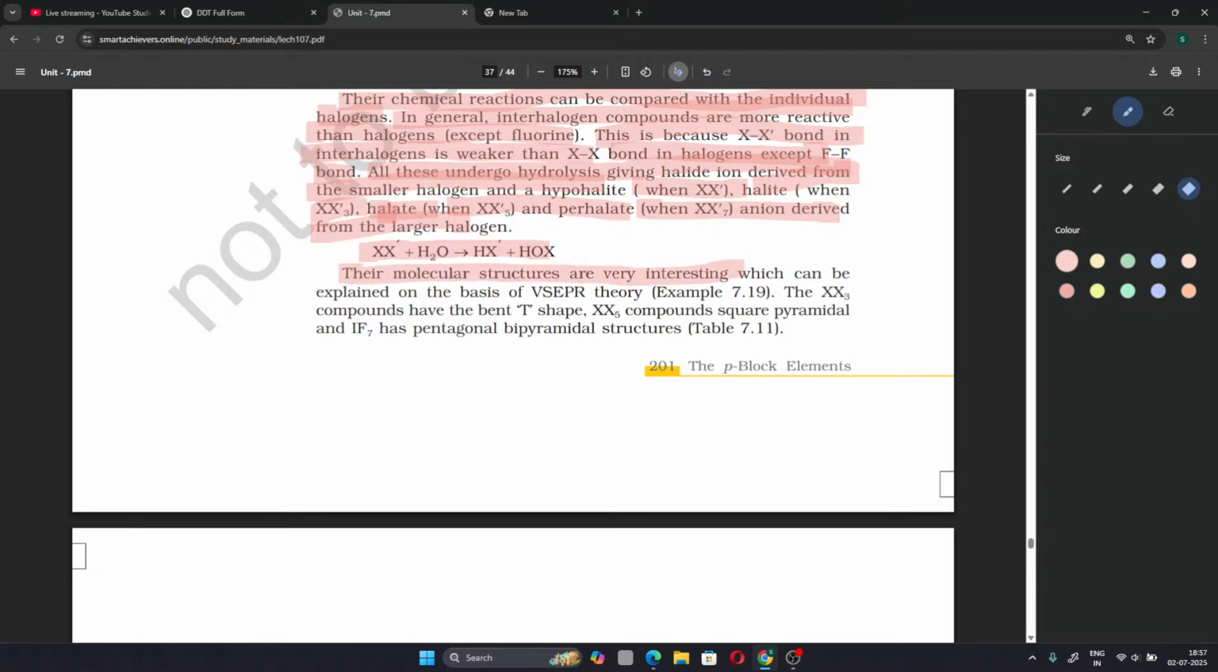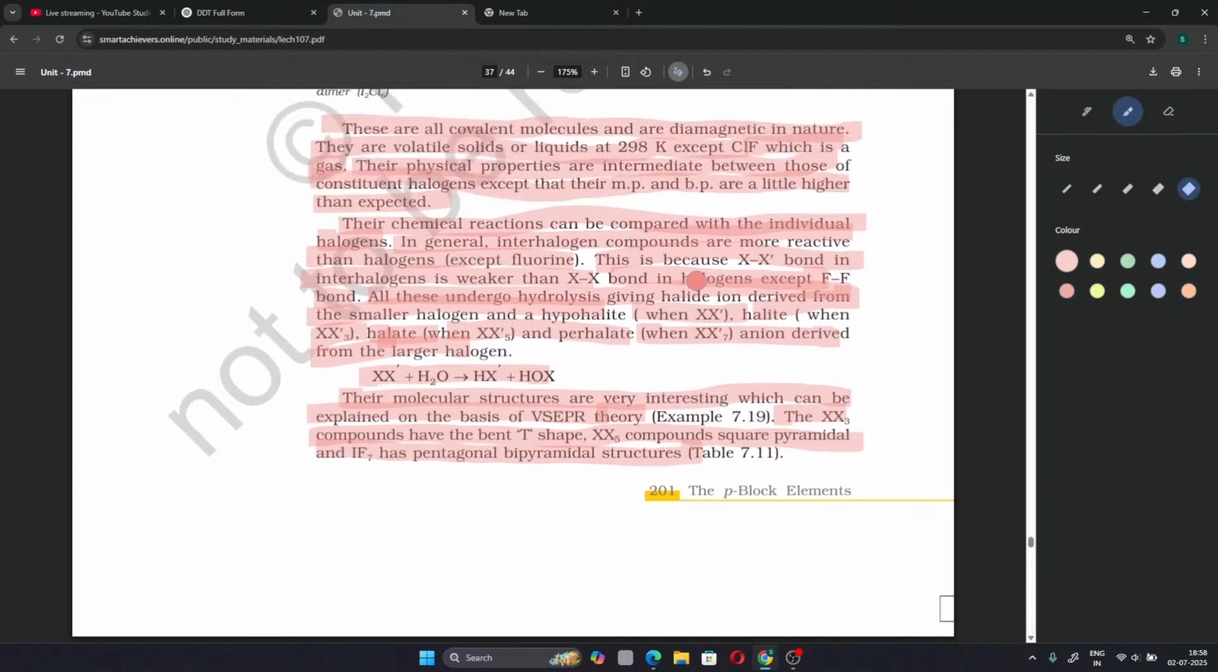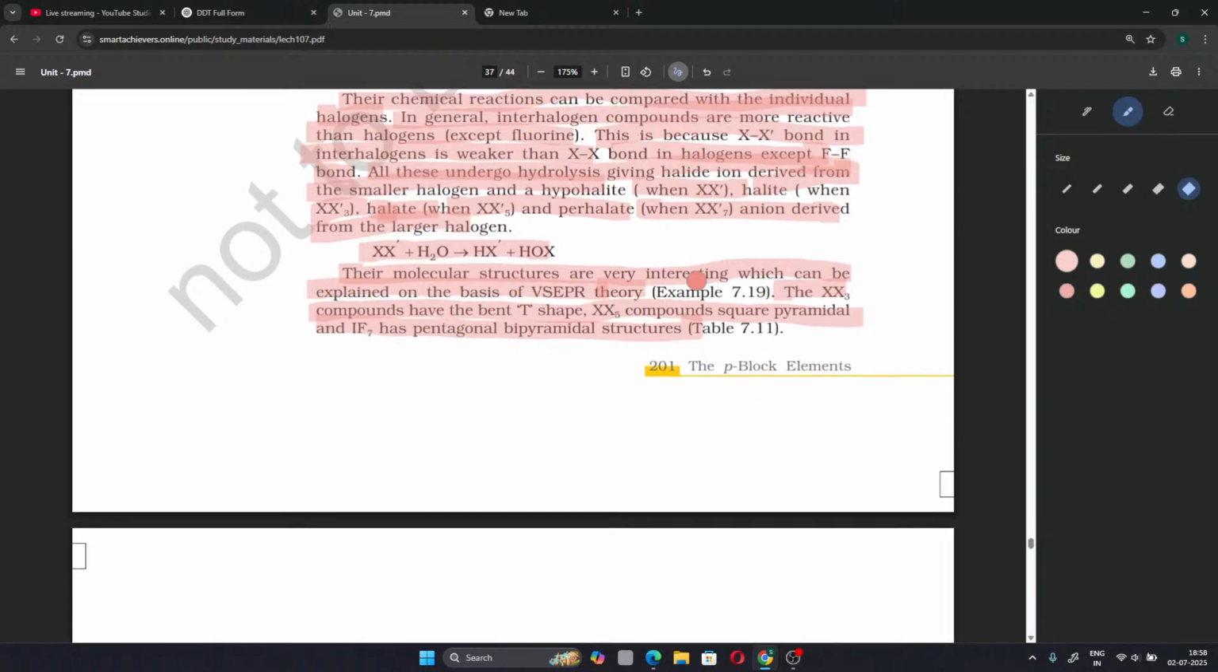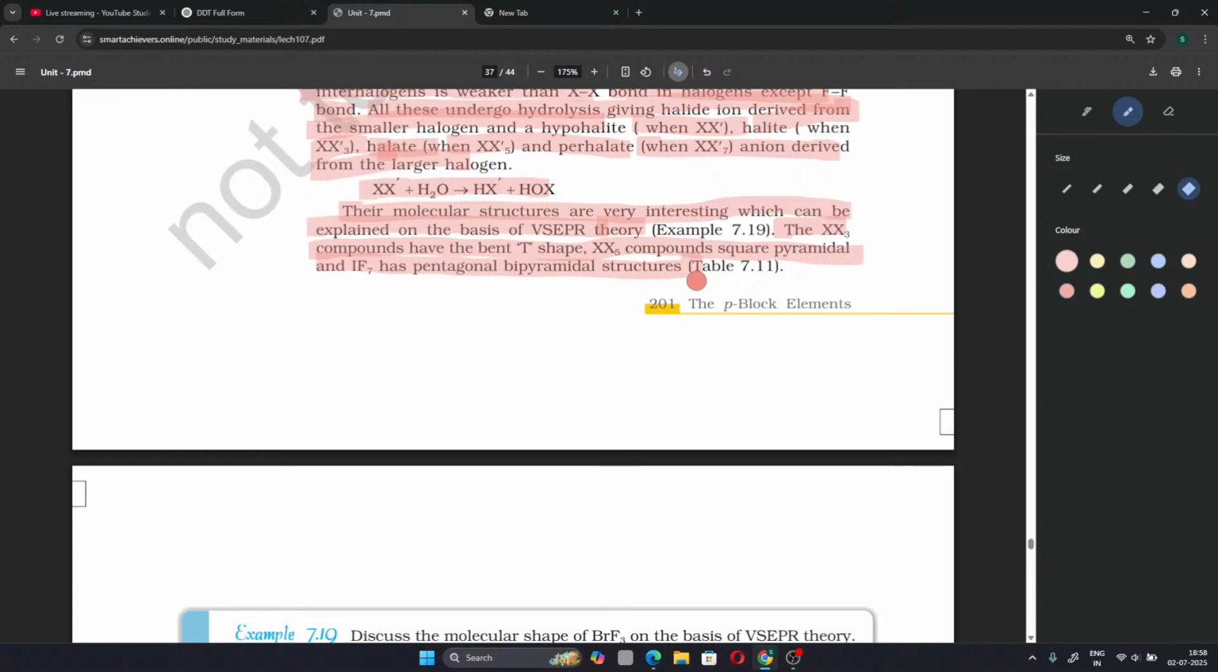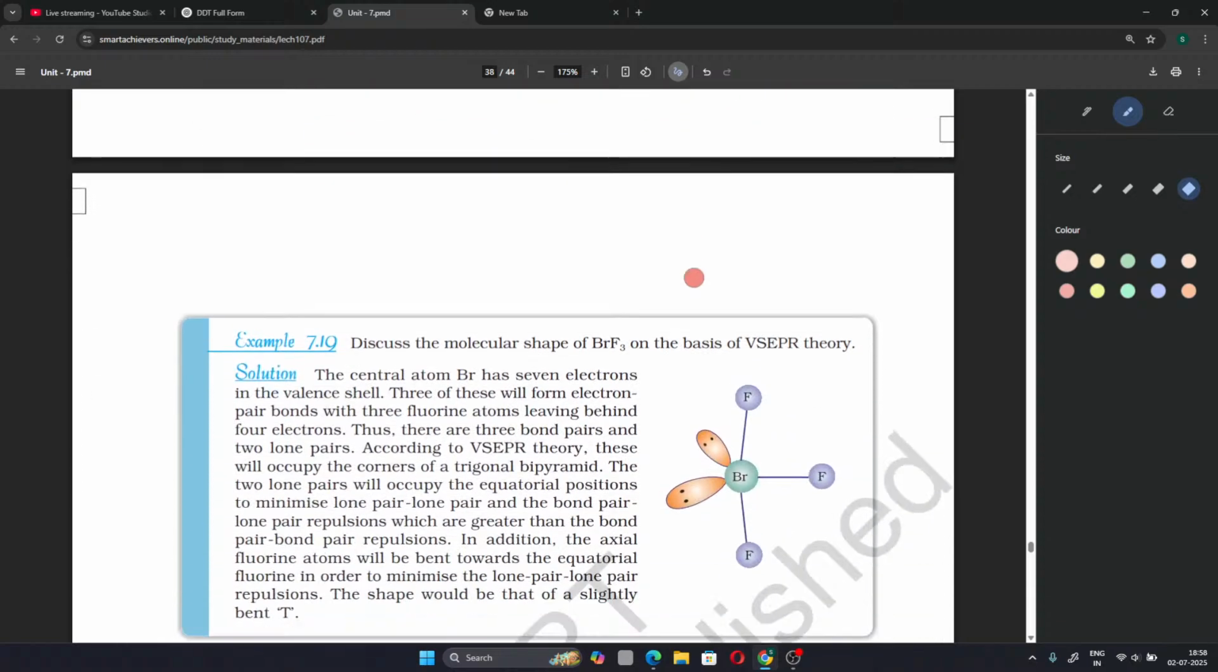Their molecular structures are very interesting, which can be explained on the basis of valence shell electron pair repulsion theory. The XX3 compounds have a bent T shape, XX5 compounds are square pyramidal, and IF7 has a pentagonal bipyramidal structure. Totally, there are three kinds of structures seen here. The first one is a distorted or bent T shape, the second one is a square pyramidal structure, and the third one, a single structure seen only in iodine heptafluoride, has a pentagonal bipyramidal structure.